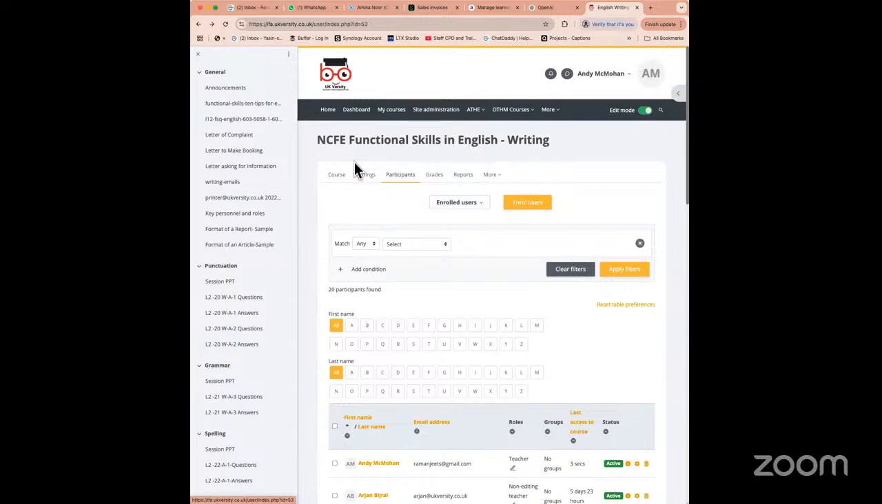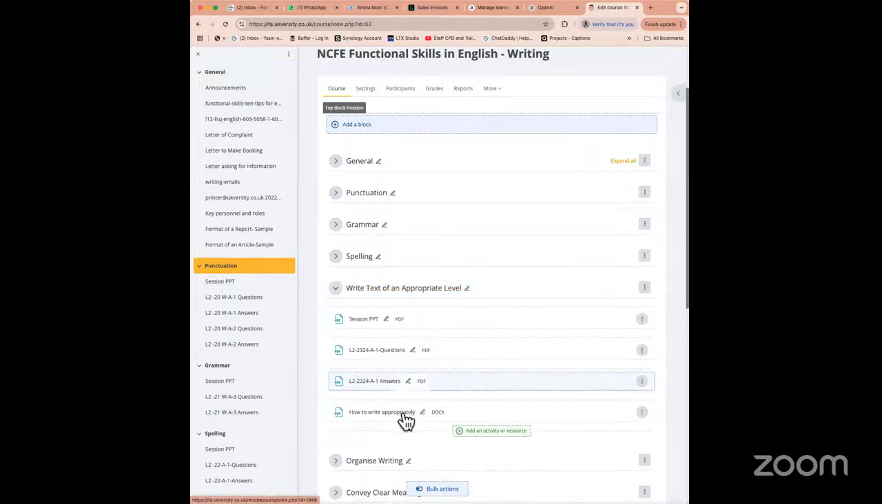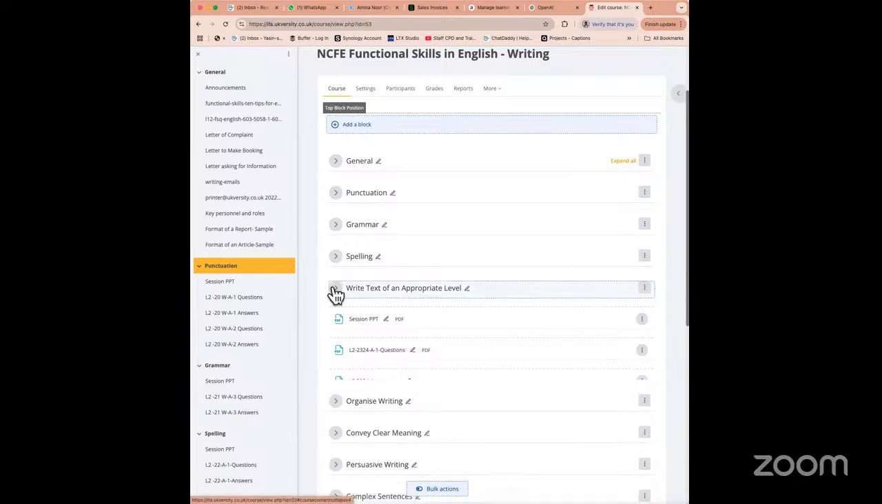No worries. What I've also done is the handout which I created for discussion today. I've also uploaded this handout here, how to write appropriately. So the table of formal, informal, and the examples that we discussed have all been uploaded here as a Word document that you can download as well.